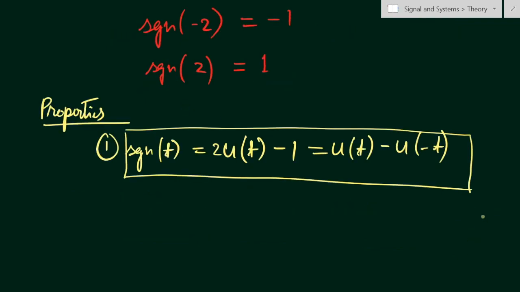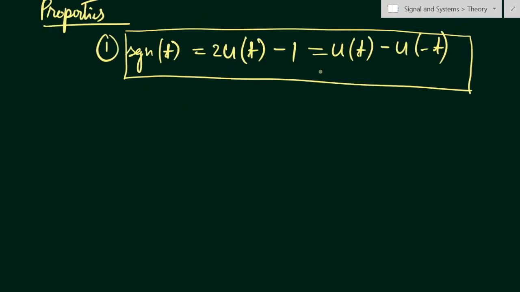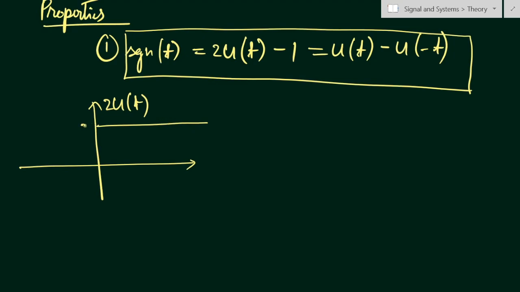Now let us verify. Let us find out these two functions. First, twice u of t minus 1. First of all, let us draw twice u of t. So what will be twice u of t? u of t is equal to 1 for t greater than 0. So twice u of t will have twice the value. Here we'll have this 2 value. So this graph is twice u of t.